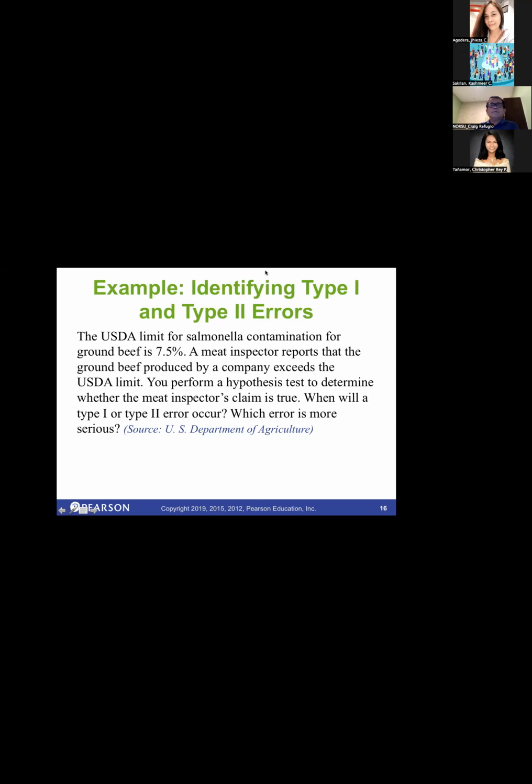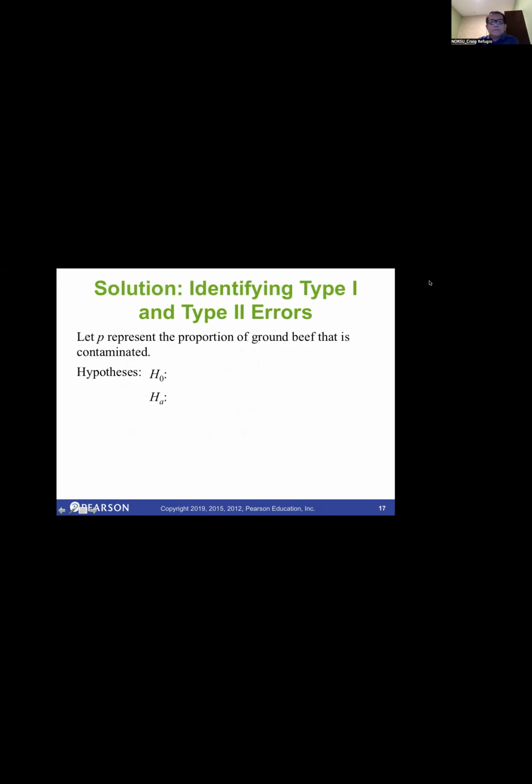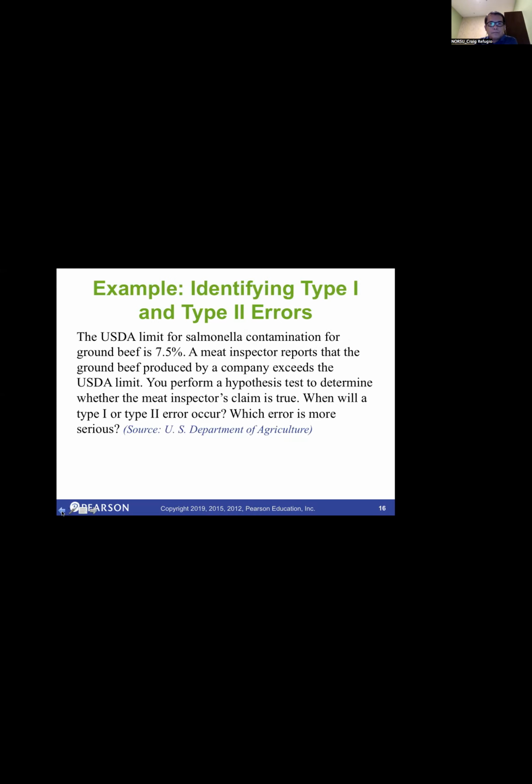Example 1, identifying type 1 and type 2 errors. The USDA limit for salmonella contamination for ground beef is 7.5%. A meat inspector reports that the ground beef produced by a company exceeds the USDA limit. You perform a hypothesis test to determine whether the meat inspector's claim is true. When will a type 1 or type 2 error occur? Which error is more serious?